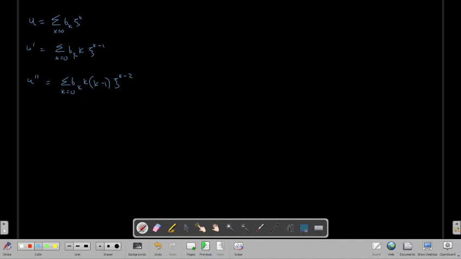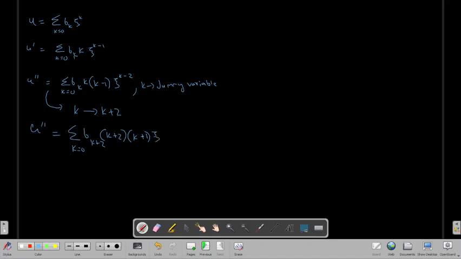Now this k is nothing but a dummy variable, and you can change it according to your convenience. So what I am doing is, I am changing k to k plus 2 in this equation. So what will happen? U double prime is equal to summation of k is equal to 0, d of k plus 2, k plus 2, this k minus 1 is turned into k plus 1, and this xi will turn out to be xi to the power k. Okay. So this is the value of u double prime.